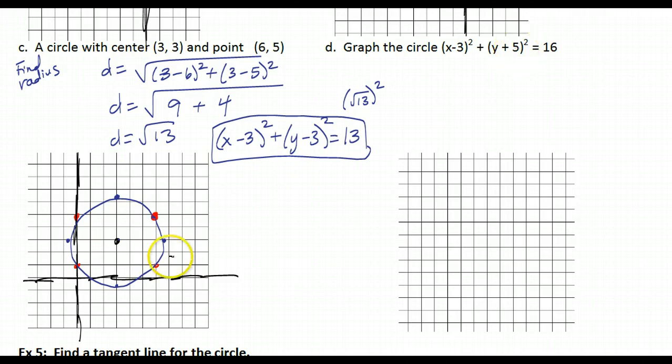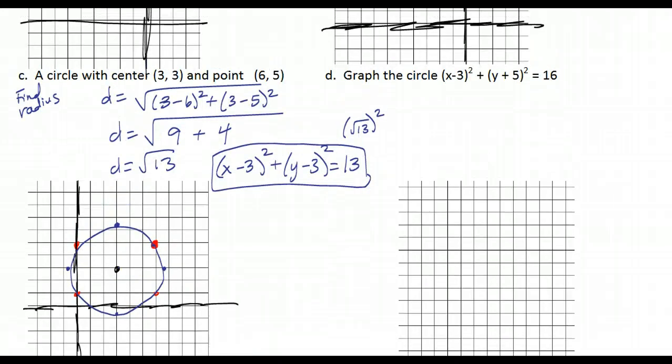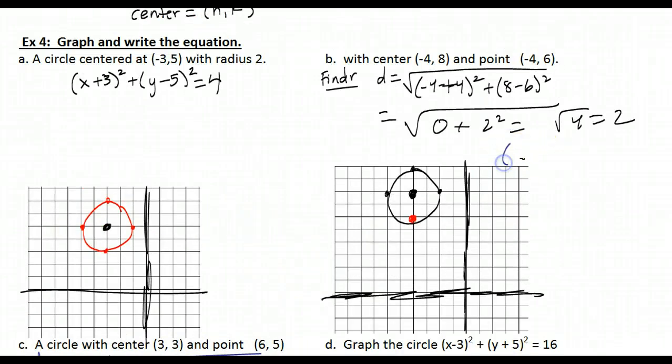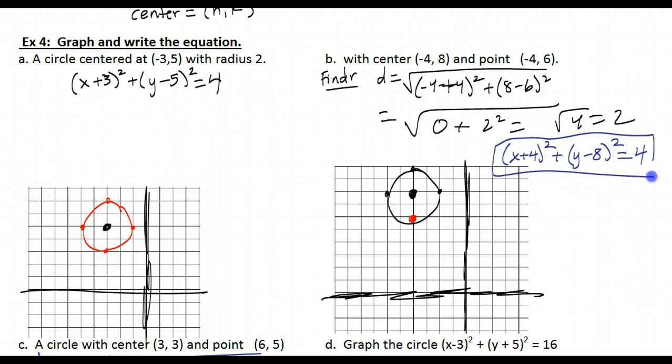So I could graph it using logic. I need to know the radius to create the equation. When you have that written down, let's go back and finish example B then, because I forgot to do that. So for example B, the center is at negative 4. So I put x plus 4, comma 8. So I'll put y minus 8. And then the radius is 2. 2 squared is 4. There's my equation for that one.